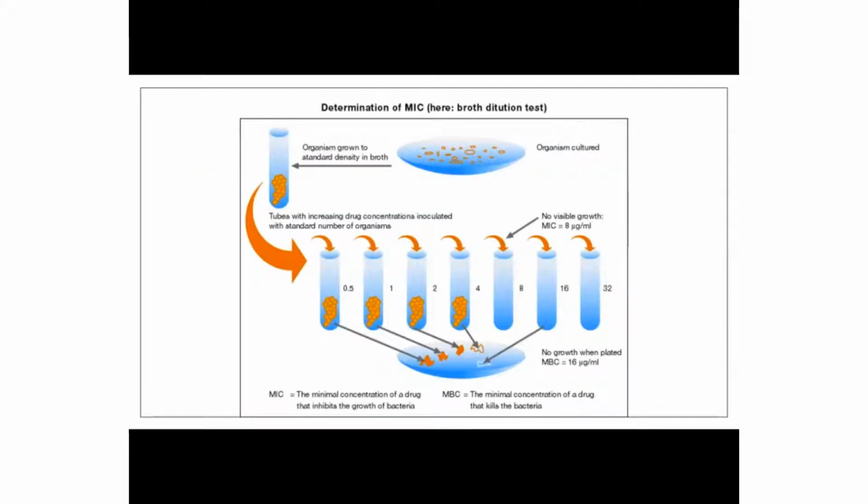To determine the MIC, it goes through a process known as broth dilution, which is now being used with multiple different technology advances that is not manually done. The organism is cultured and then it's placed into multiple test tubes. In each test tube, there are increasing drug concentrations. Once both the bacteria and the drug are in the test tube, they are observed for growth. If there is no visible growth, the MIC is labeled with that number.